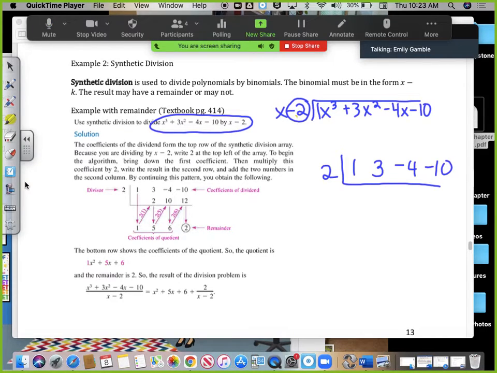If there ever is a polynomial that skips an exponent, like for example, if it said x to the third power plus x plus 1, you would have to insert a 0 anytime you skip one of those place values, or it'll mess the algorithm up.